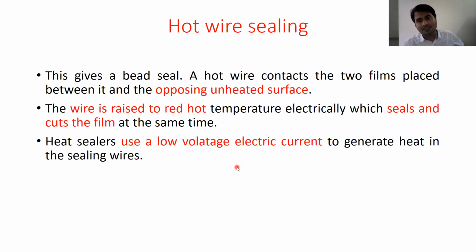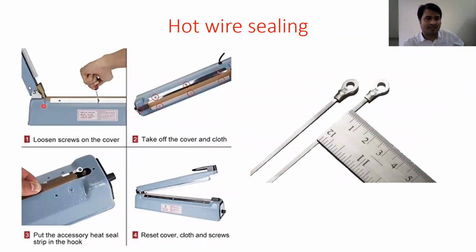So generally they are using low voltage electric current. So you can see we are having this sealer. You can see, this is the upper jaw. This jaw, the electric wire we fix. You can see this electric wire. So it is made up of different thicknesses: 2 mm, 4 mm, 6 mm, 8 mm, 10 mm. It depends on which kind of packaging film we have to cut.